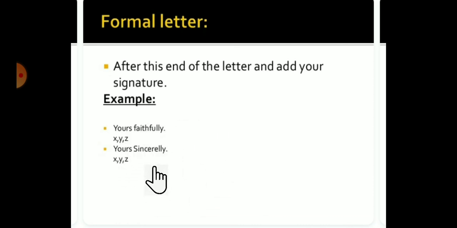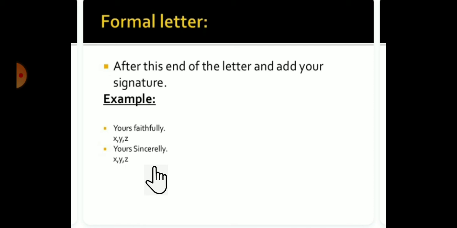Alright students, what we have learned in letter writing: first we discussed what letter writing is, then we discussed how many types of letter there are. One is a formal letter and one is an informal letter. A formal letter is written to authorities, officials, higher authorities of the government, or government servants and public servants who have more responsibility towards the public. If you are writing a letter to people who are not known to you, then you have to write a formal letter.